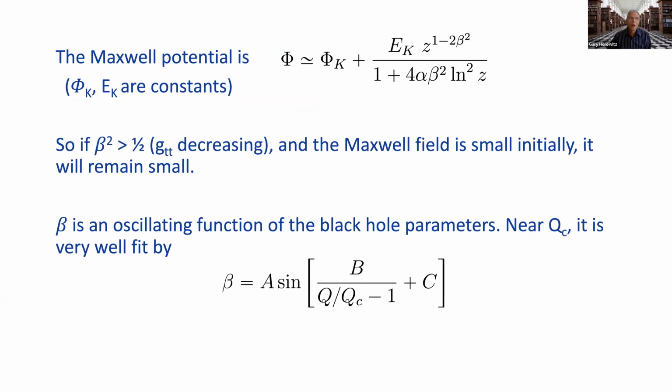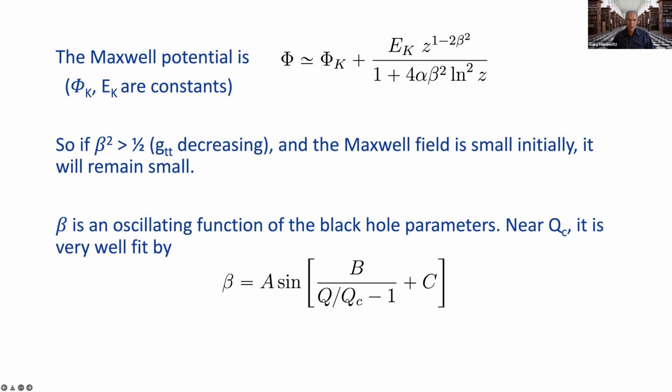Okay, so what about the Maxwell field? Well, in this regime, the Maxwell field behaves as follows. If there's some constant, psi k, and then a function of z, which takes the following form. Ek is also a constant here. And so you see that if beta squared is bigger than a half, and if this Maxwell potential is small initially, as you evolve further in z, as z goes to infinity, this is just going to become more and more negligible. So if beta squared is bigger than a half, which means that GTT is initially decreasing in this region, the Maxwell field just remains negligible.